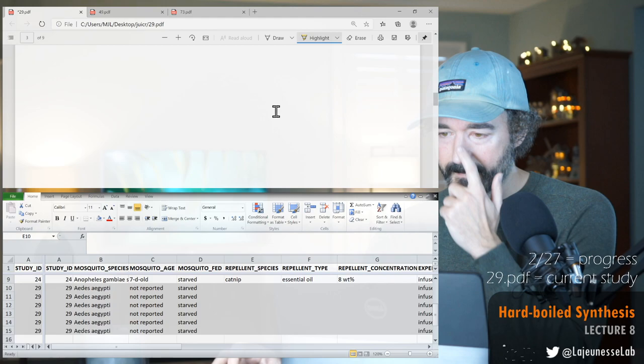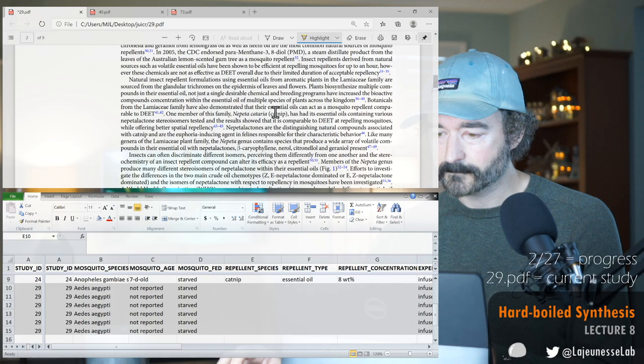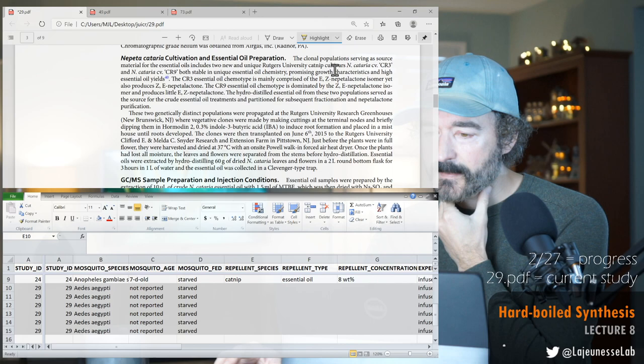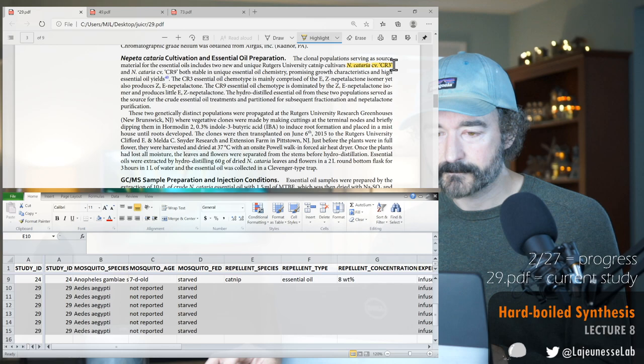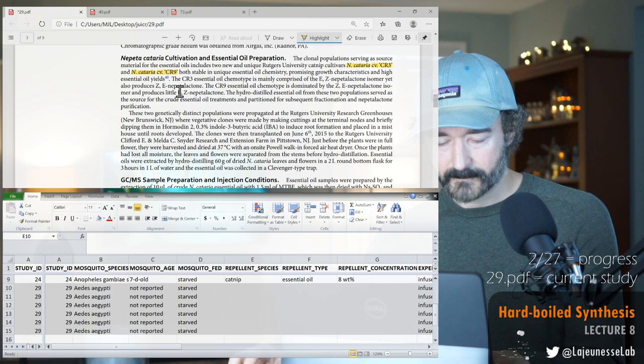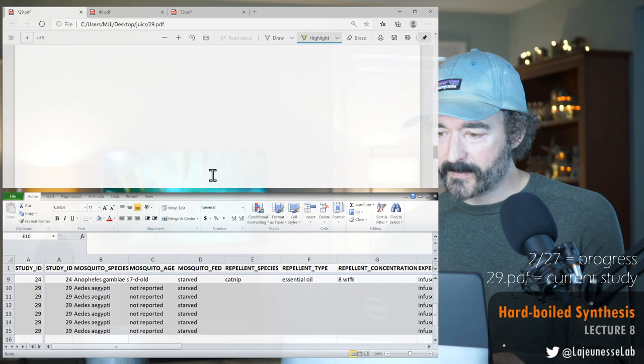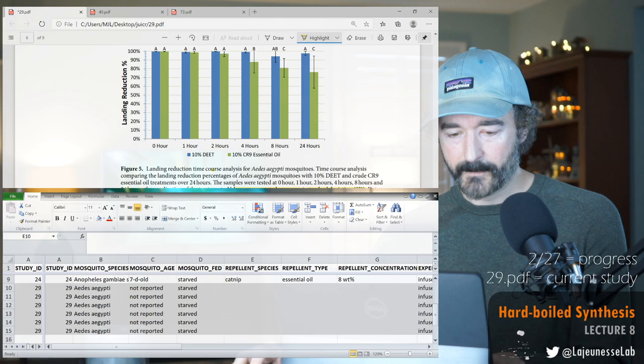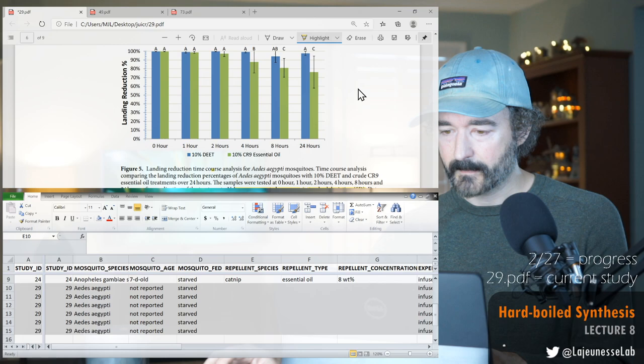Now let's plug in some info about the catnip and then we're done with this study. Clonal population serving as a source for material for essential oils. Okay, so it's nice to actually have a species and a variety. And I think for the results in which we extract the data, they call it CR9. Yeah, that's cool. So I'm just going to write all that info down.